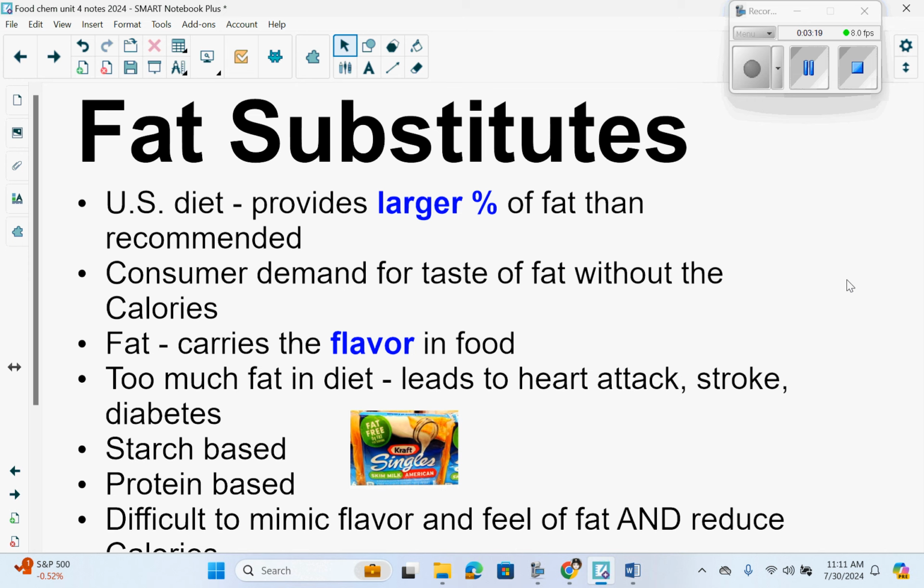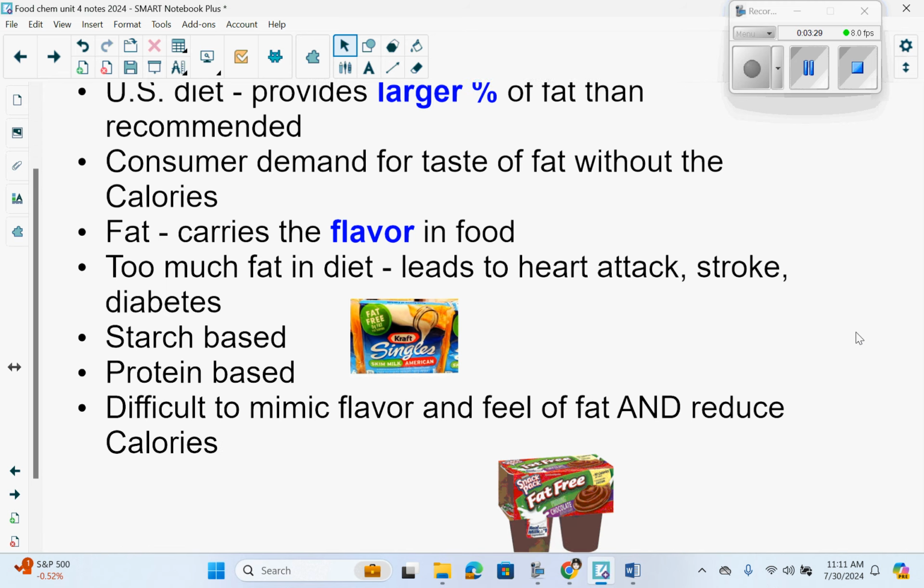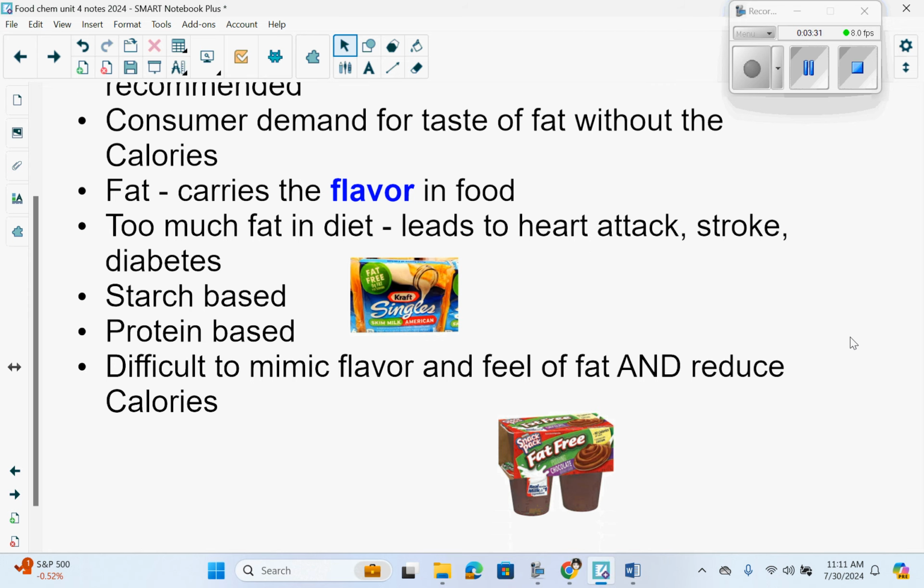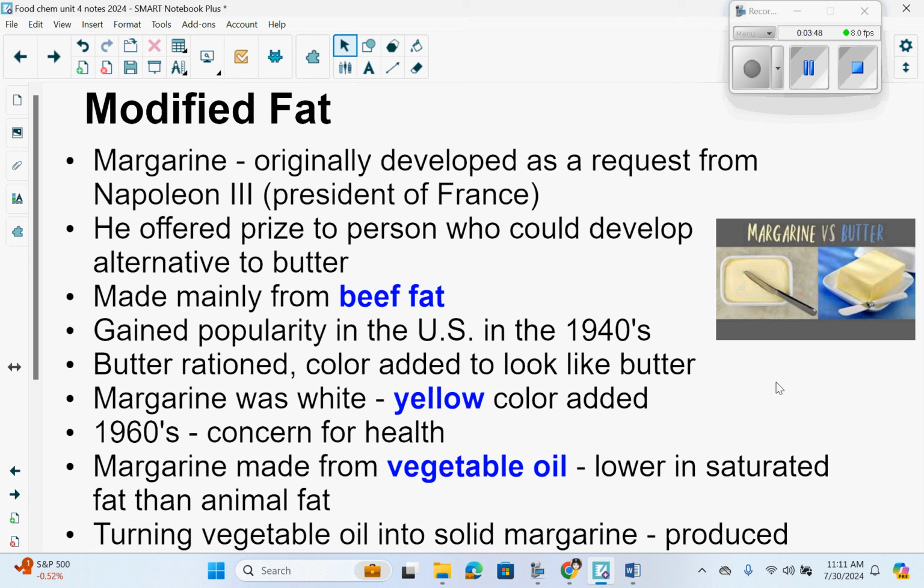Fat substitutes. The U.S. diet provides a larger percentage of fat than is recommended. So there's a consumer demand for the taste of fat without the calories, because fat carries the flavor in food. Too much fat in the diet leads to heart attack, stroke, diabetes. These can be starch-based or protein-based, and it's very difficult to mimic the flavor and feel of fat and reduce the calories.